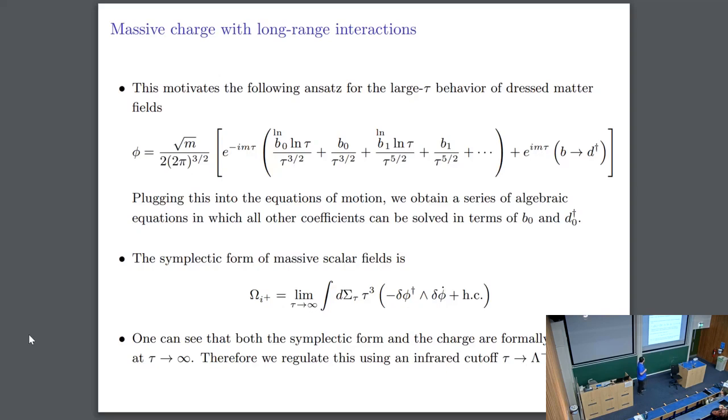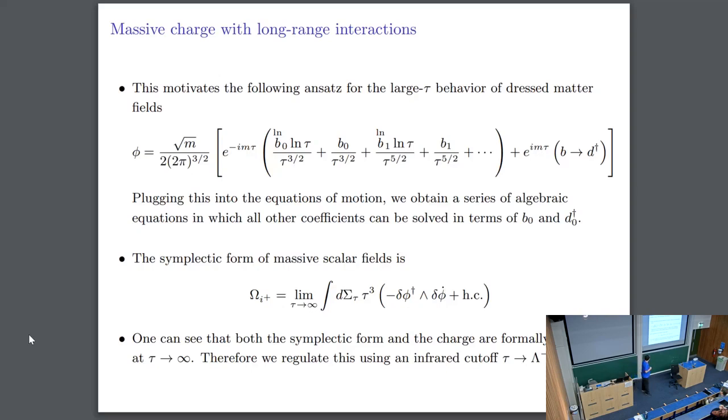We plug this into the equation of motion and solve it, and what we find is that all these B naught log, B1 logs, B1, B2, all these other coefficients can be written in terms of a single coefficient B naught, and there's nothing that constrains B naught. So B naught is the free parameter, everything else is determined in terms of B naught.